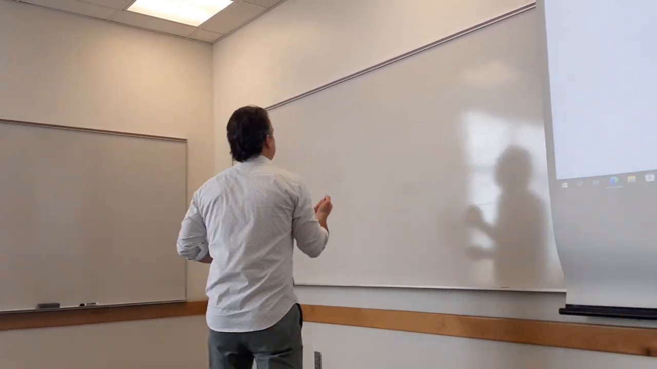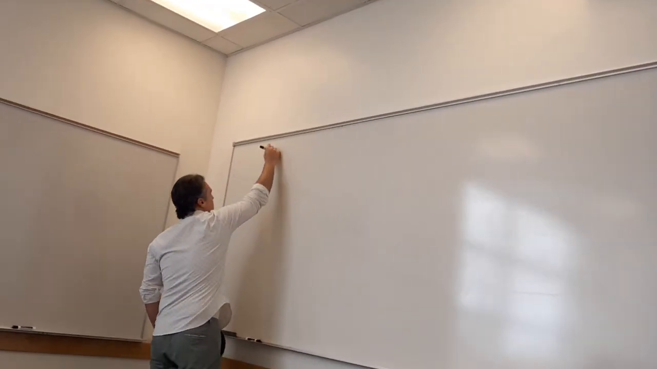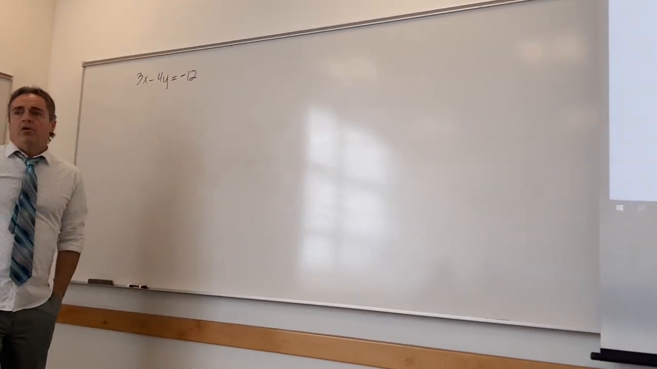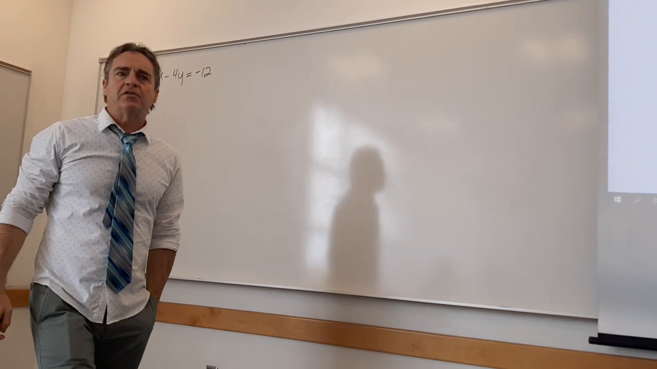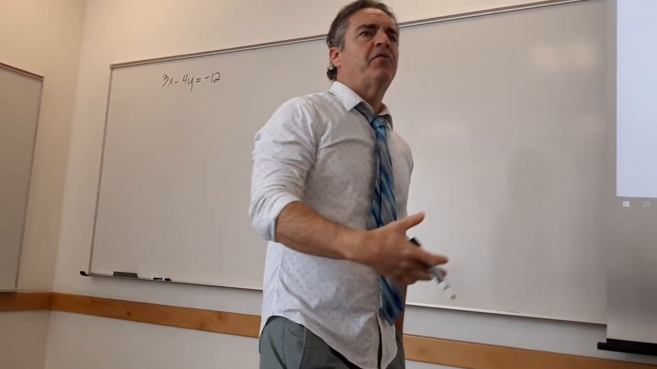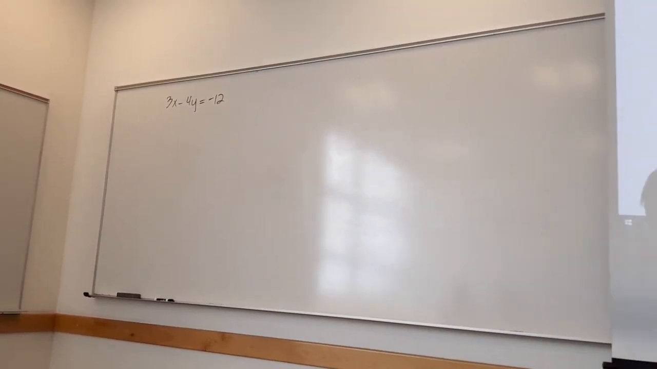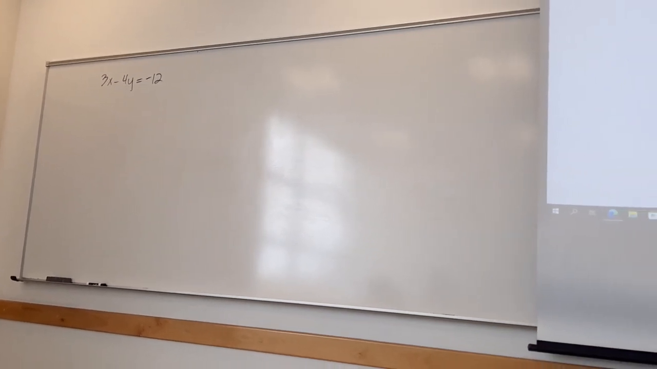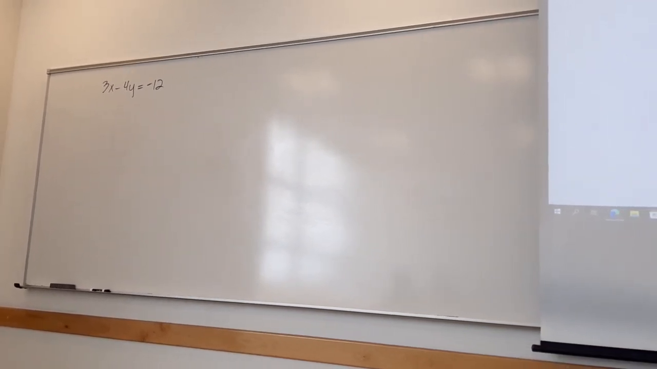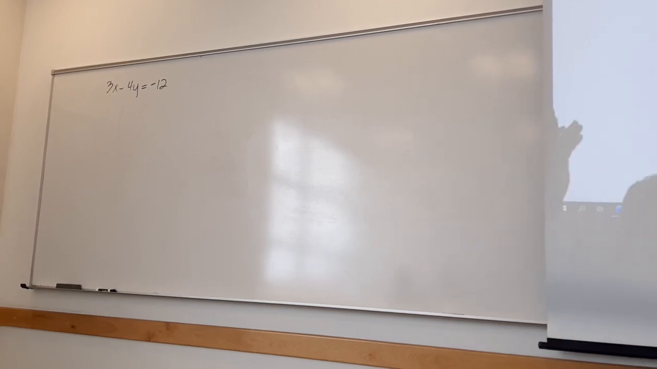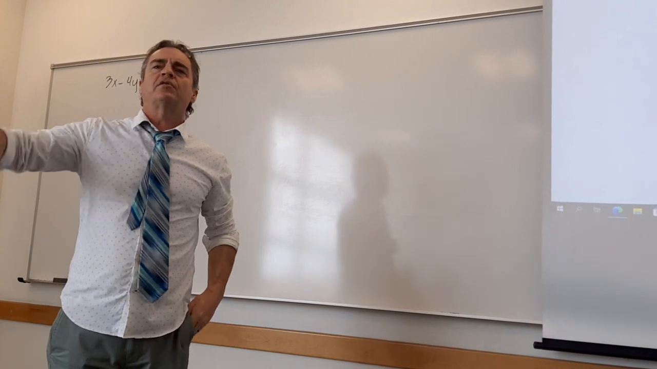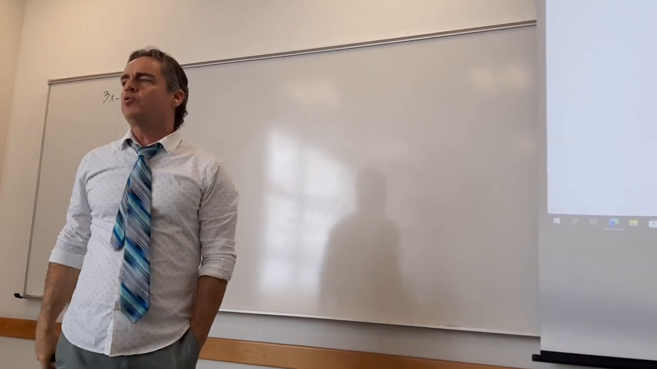3x minus 4y equals negative 12. So, how many methods of graphing are there? 3. What are they? Plug and chug, intercept, y equals mx plus b. So which method did you use to graph this? Who used plug and chug? Raise your hand. Who used intercept method? Raise your hand. Who used y equals mx plus b? So the majority of you used y equals mx plus b.